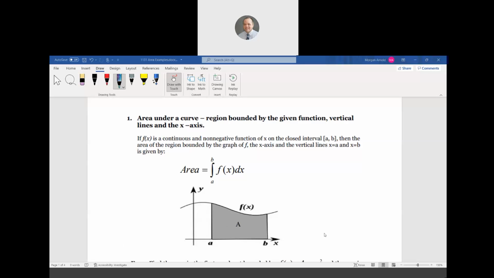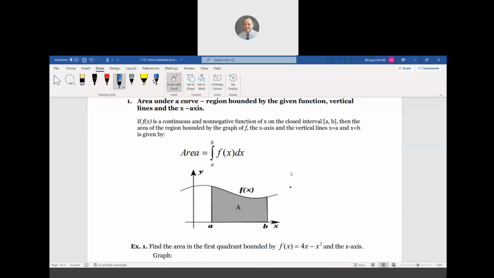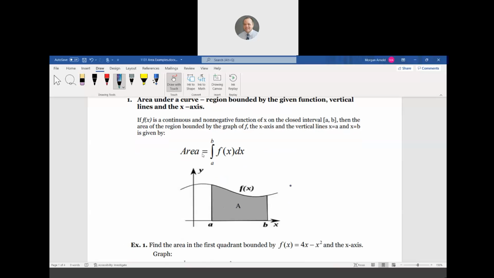Area under a curve is actually a region bounded by your given function and also the x-axis, between some closed interval from A to B. So this is what the general picture looks like, finding an area under a curve bounded by the x-axis.